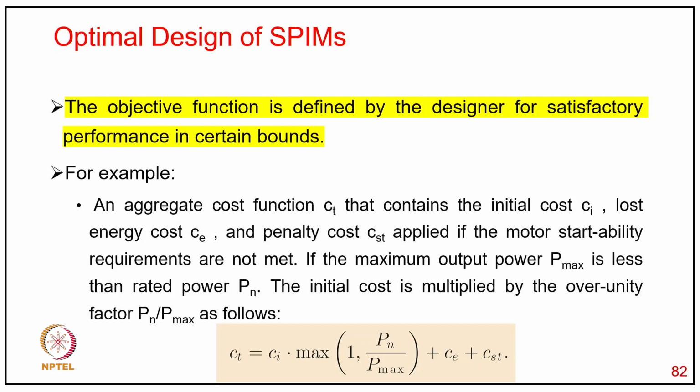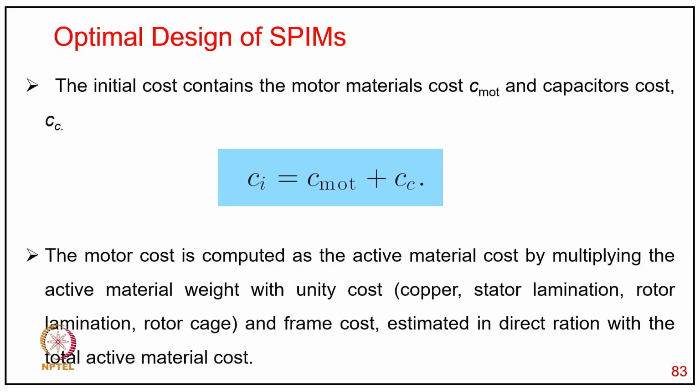For example, an aggregate cost, that is Ct, contains the initial cost Ci, loss energy cost Ce, and the penalty cost Cst applied if the motor startability requirement is not met, that is, if the mechanical output power Pmax is less than the rated power Pn. The initial cost is multiplied by an over-unity factor Pn upon Pmax as follows. So Ct equal to Ci into max of 1 comma Pn upon Pmax plus Ce plus Cst.